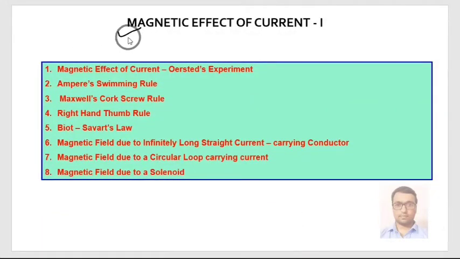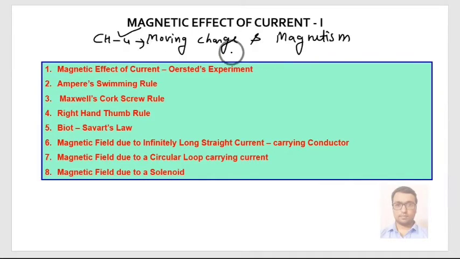Today we are going to learn our chapter number 4, which is moving charge and magnetism. In this chapter we will learn magnetic effect of current. That is our first portion.